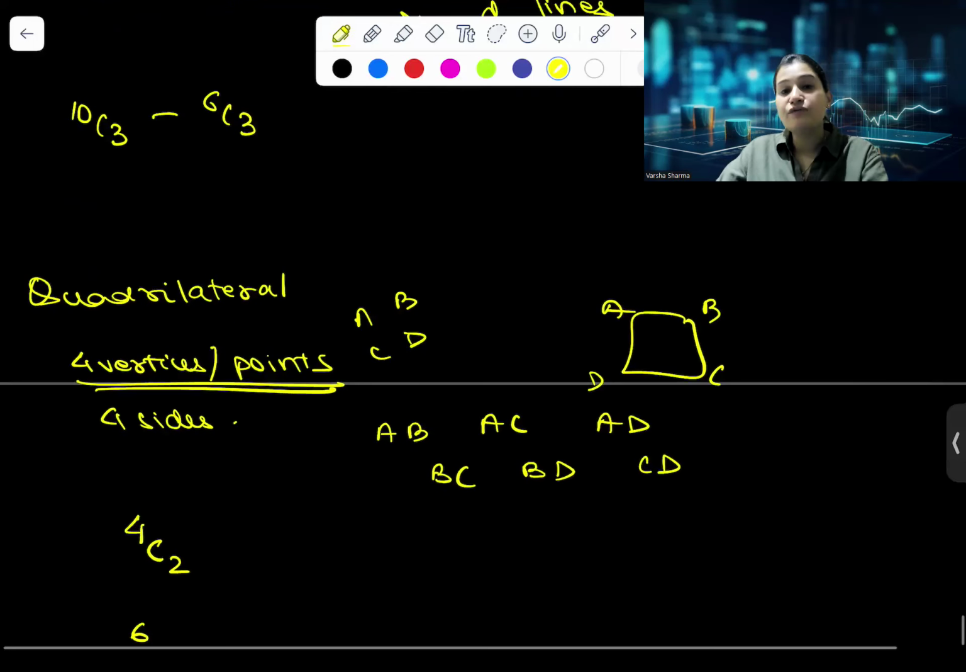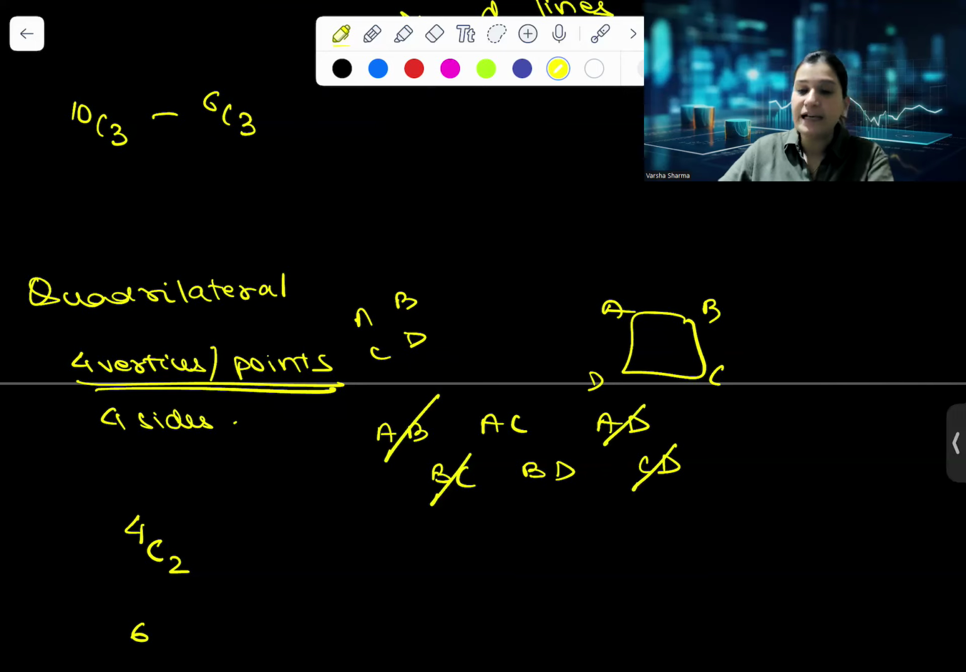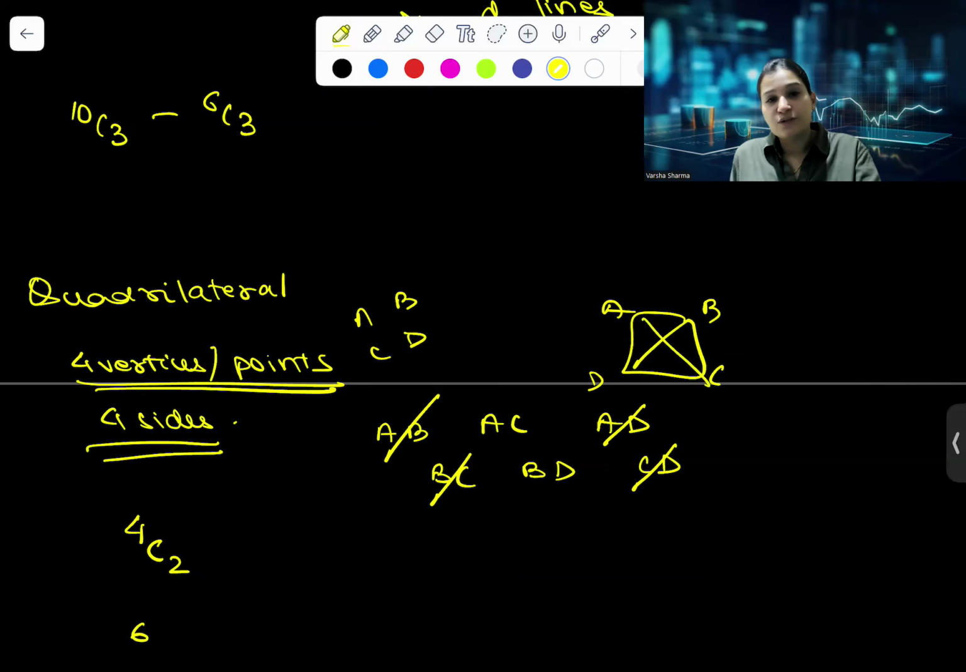Right? So if I have a quadrilateral, there are 4 points. Out of 4 points, we form 6 lines. But out of those 6 lines, AB, BC, CD, and AD are the boundaries itself, the sides itself, because it will also have 4 sides. So if I remove those 4 sides, I'll get the 2 diagonals.